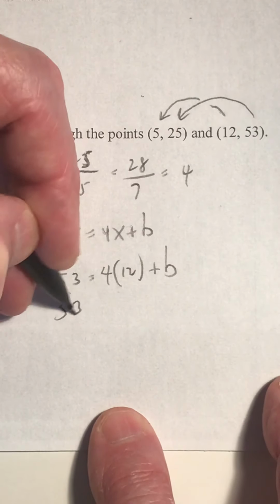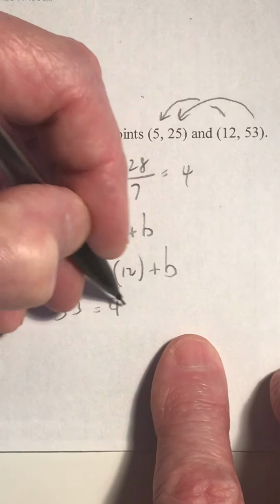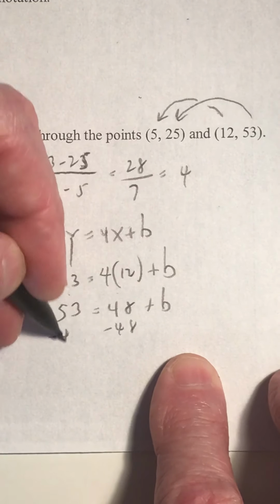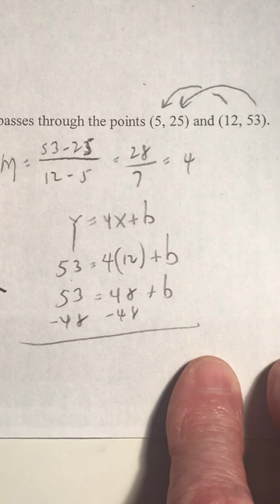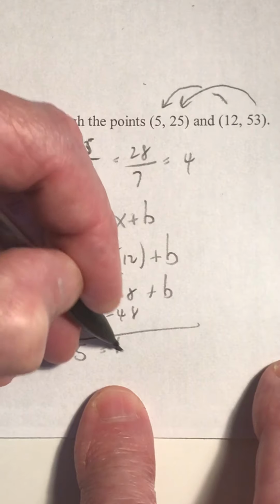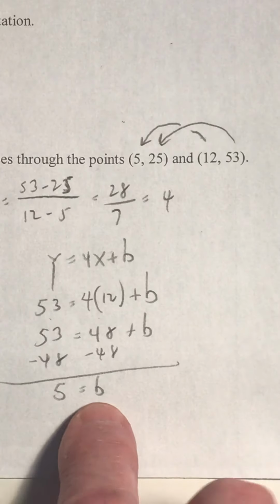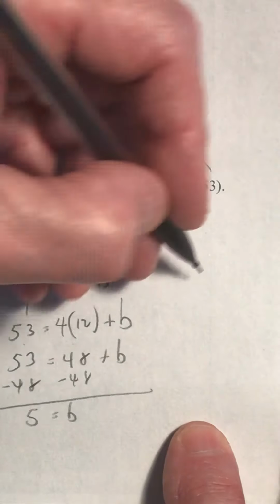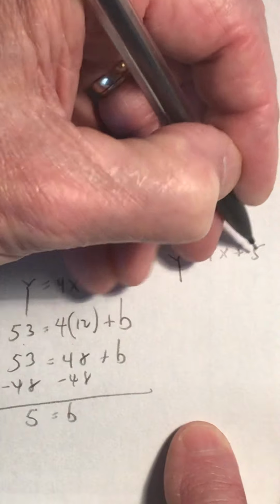So I have 53 equals 48 plus b. If I take away 48 from both sides, that leaves b standing alone. That'll be 5. So now I put this together with this and say, hello world, here is my answer. y equals 4x plus 5.